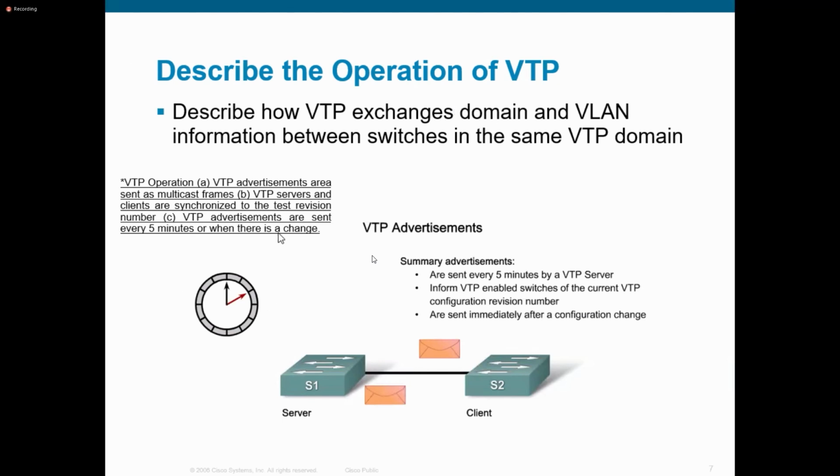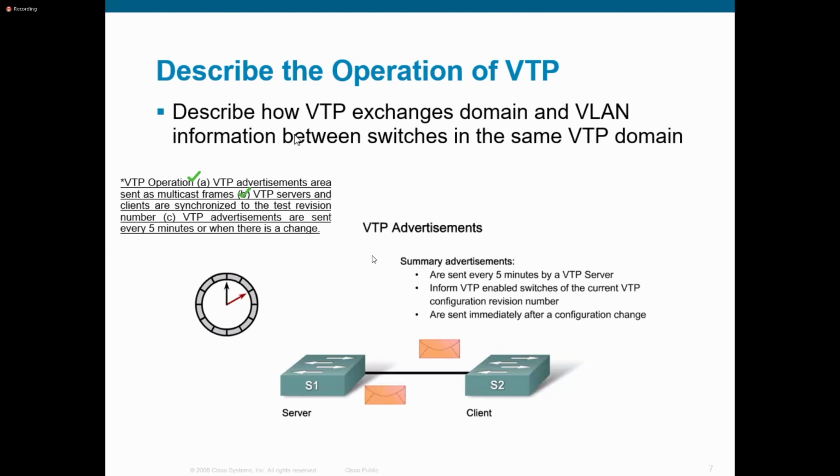So how does VTP work? What's the VTP operation? Again, VTP advertisements are sent across a VTP domain as multicast. What is multicasting? It's a message sent to a particular group. Unicast is 1:1. Broadcast is 1:many. Multicast is a source sending information to an identified group of recipients. In VTP, the identified group of recipients are those under the VTP domain name.